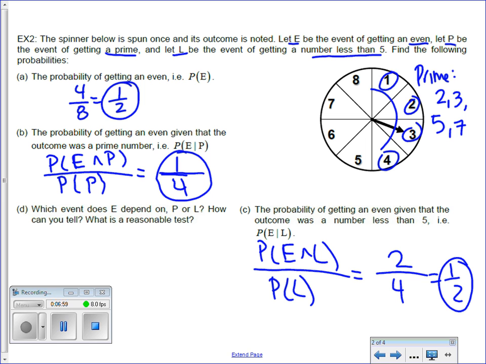Okay, now let's move on to D. Okay, which event does E depend on? Does it depend on P or L? How can you tell? What is a reasonable test? Okay, so let's think about this.